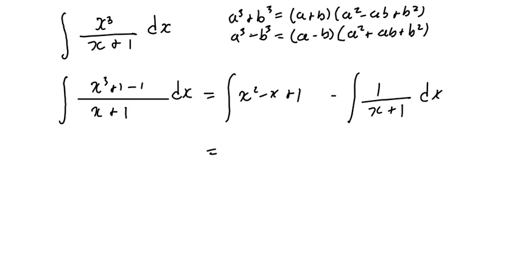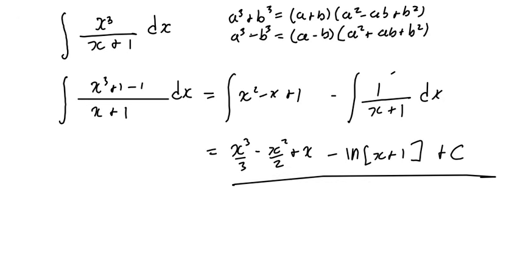So for this one, I'm going to have x to the power 3 divided by 3 minus x squared divided by 2. Then the integral of 1 is going to be x. Then I'll say minus, for this part here, if you integrate this one, you're just going to end up with natural log of x plus 1. Then we put the constant of integration, which is c, and this is our solution right here. So that's how we get to work out that question.